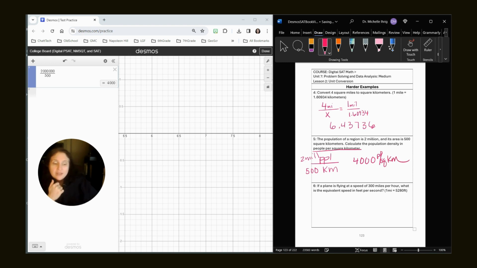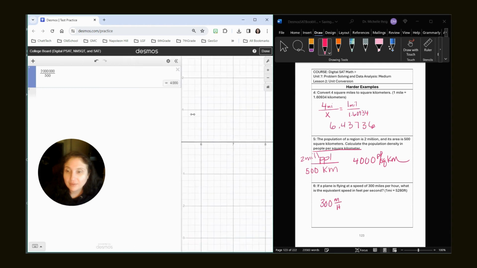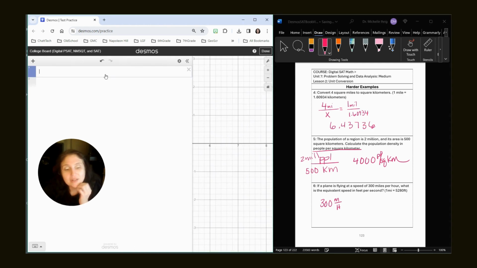If a plane is flying at a speed of 300 miles per hour, what is the equivalent speed in feet per second? Okay, this is really the one I wanted us to do. So we're going to start off by doing 300 miles per hour. So I'm going to do 300 mi divided by 1 hour. And I like us to write the labels, and we'll delete them soon enough.